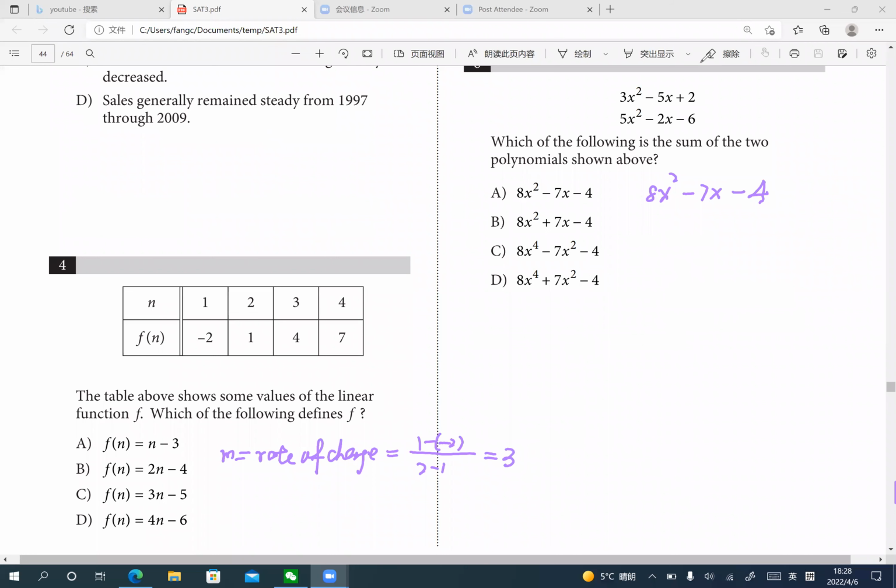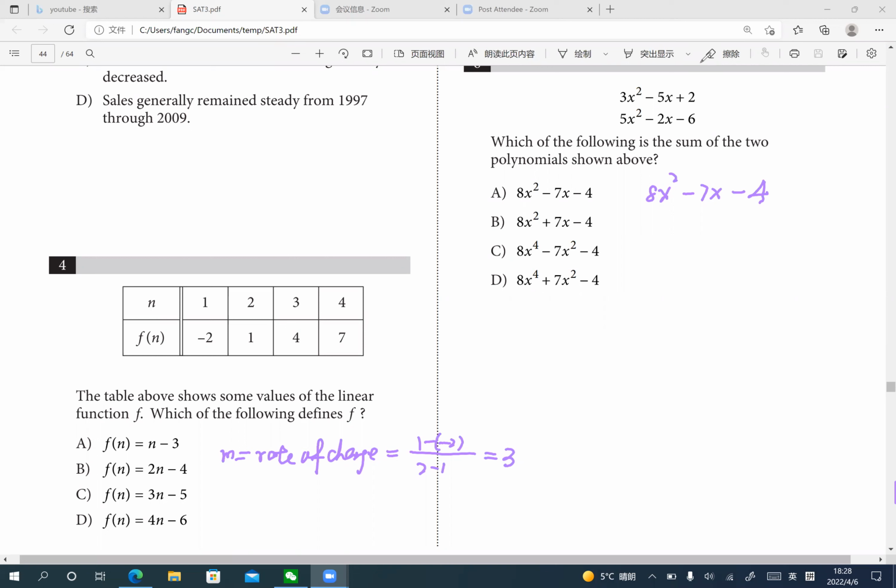Question 4. The table above shows some values of the linear function f. Which of the following defines f? From the table above, we can find the value of the slope of the linear equation.